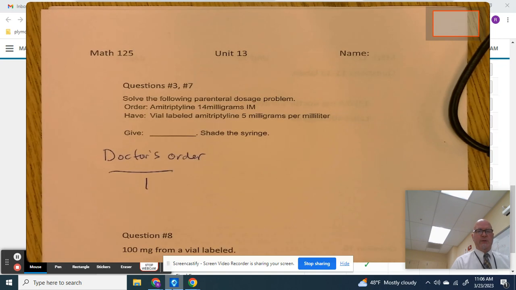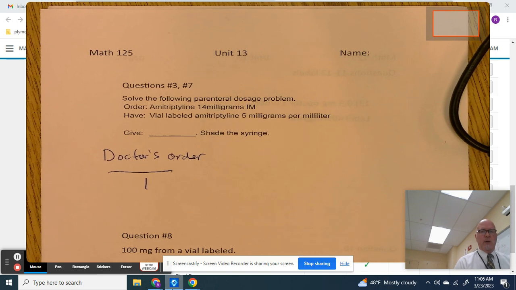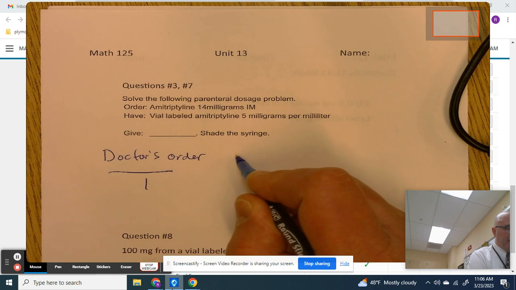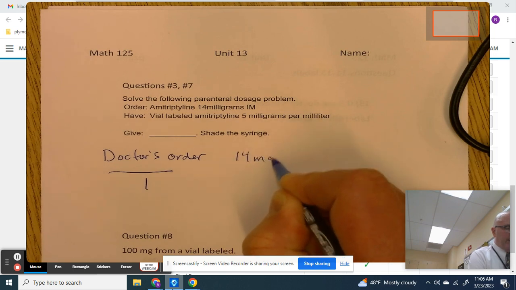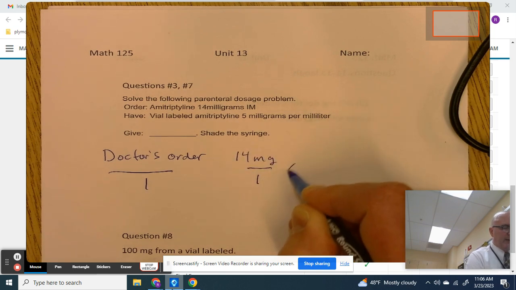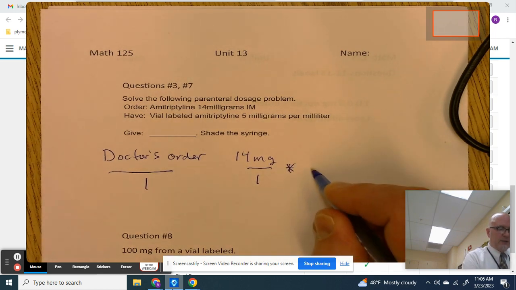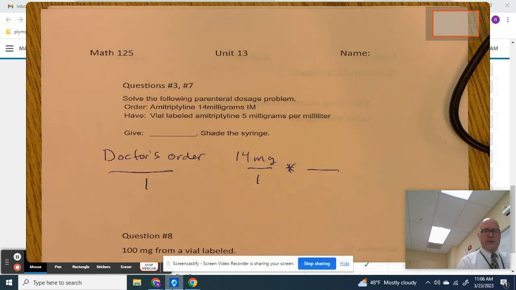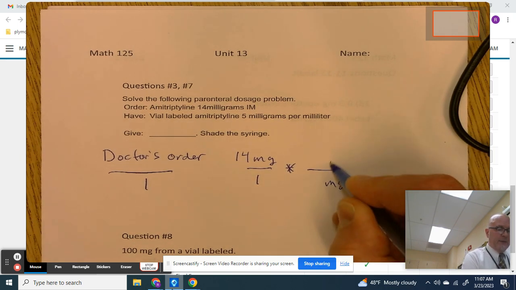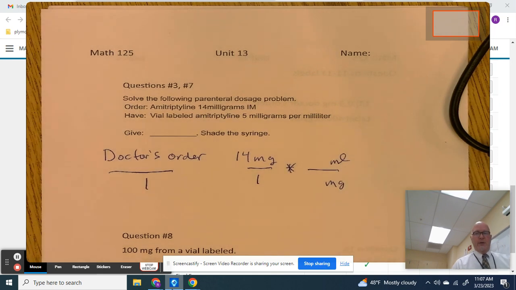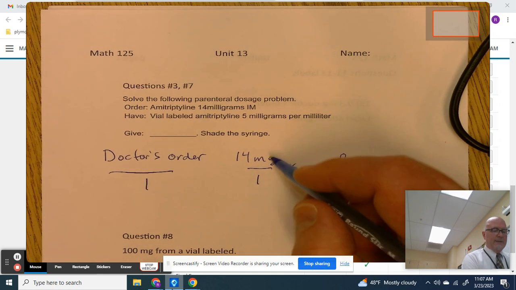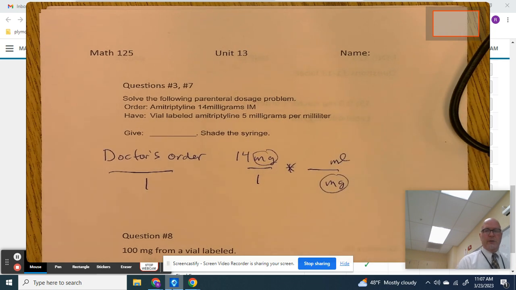And then based on the doctor's order over 1, we were able to put in the information that was given for the strength of our drug or whatever it is. So for this example, we would be very clear that the 14 milligrams over 1, which is our doctor's order, is going to come first, and we need a second fraction. So our second fraction set up here is going to have milligrams on the bottom and milliliters on the top. And several things are happening here with that idea: we see milligrams here and here, and we should be able to cross them off, which means I'm looking for milliliters.